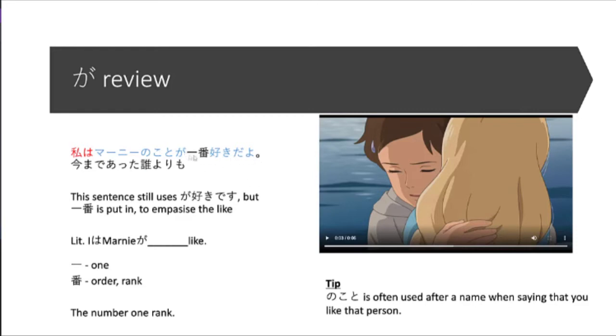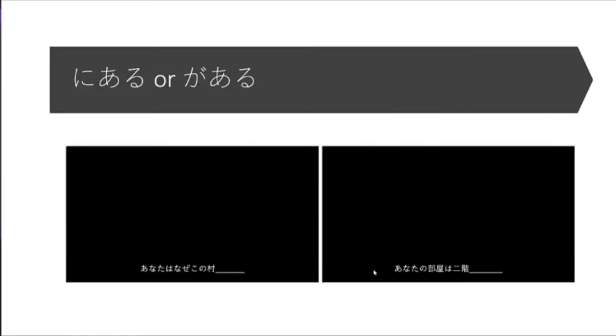We're still using the koto ga suki da yo, but we're adding ichiban to increase the amount of like we have. And no koto is used after you say you like somebody. If it's a confession, it's like, anata no koto ga suki da yo. You'd use no koto, which is usually used in a confession or to say you like somebody. That's used quite often, and you'll find it a lot in anime.